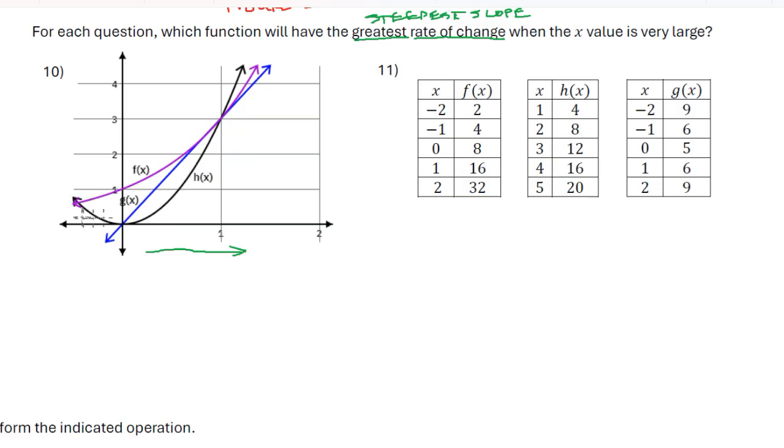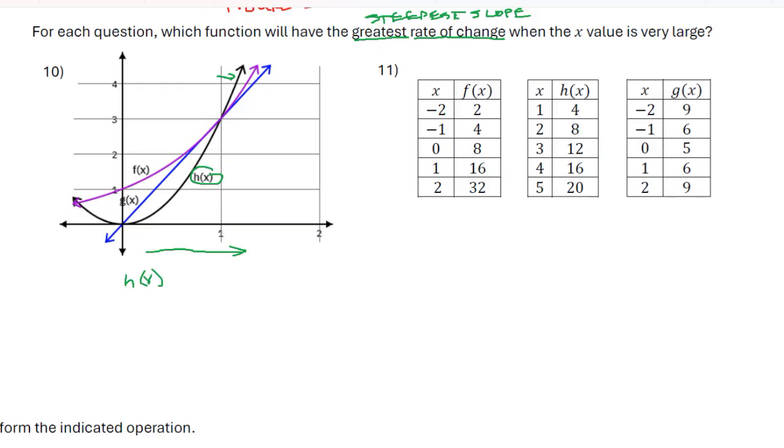But look at the black graph. Look at h of x. It even goes down at first. But look, class, how quickly the slope is getting more and more at a faster rate. In fact, the slope right here is the steepest slope of all three of them. And that's going to keep getting steeper as we go farther along our x-axis. So on this one, the actual function that has the greatest rate of change is this one right here, h of x.